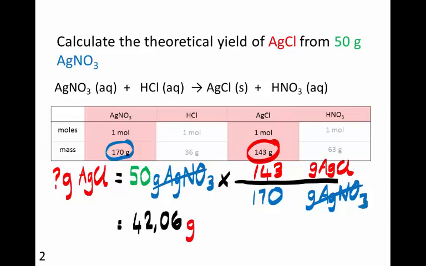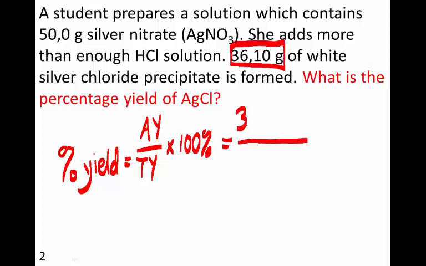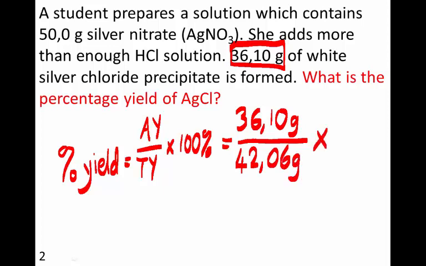12.62 grams of silver chloride. Remember, that's only the answer to our sub-question. Actual yield divided by theoretical yield multiplied by 100%. And we've got the actual yield here in the question, 36.10 grams. And the theoretical yield is what we've just calculated, 42.06 grams. We multiply that by 100%, and now we can get our answer.